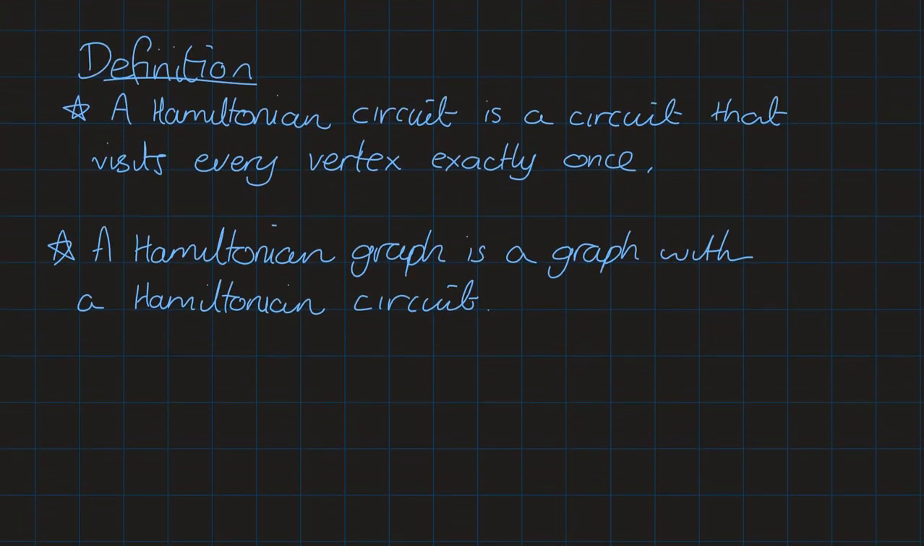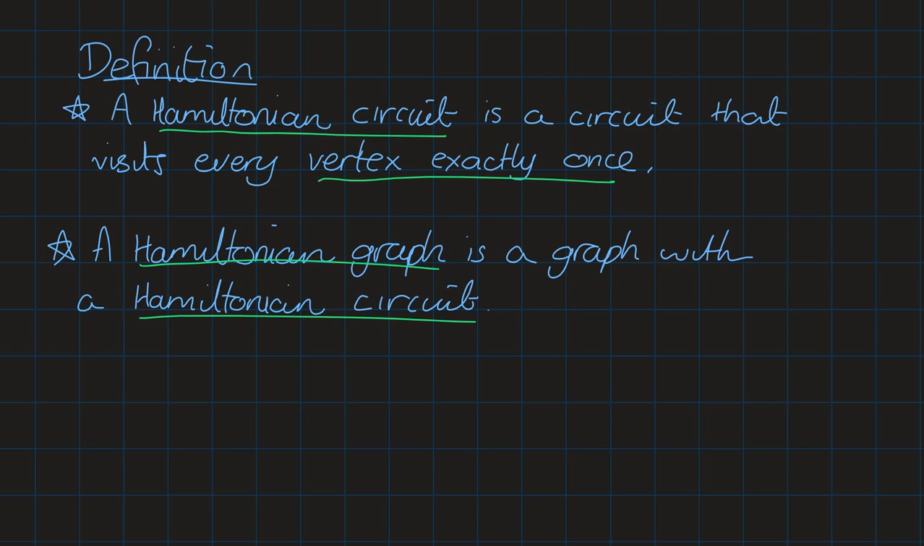First we're going to define what a Hamiltonian circuit is. A Hamiltonian circuit is a circuit that visits every vertex exactly once. If you recall, a circuit is just a path, a walk, where you begin and end at the same spot. And a Hamiltonian circuit is a walk where you visit every vertex exactly once and you end back where you started. A Hamiltonian graph is just any graph with a Hamiltonian circuit.